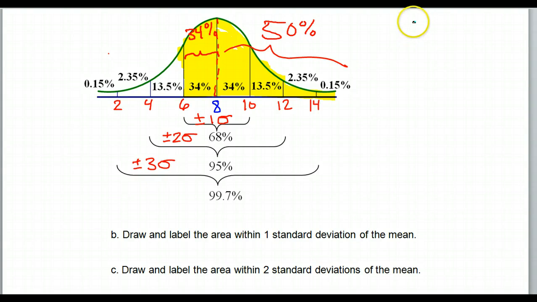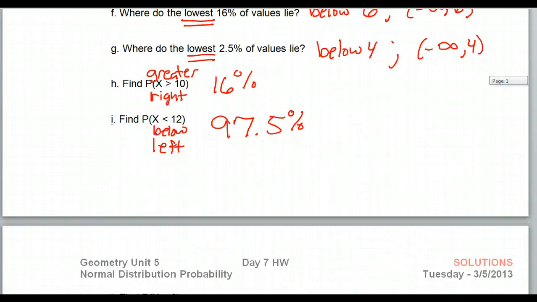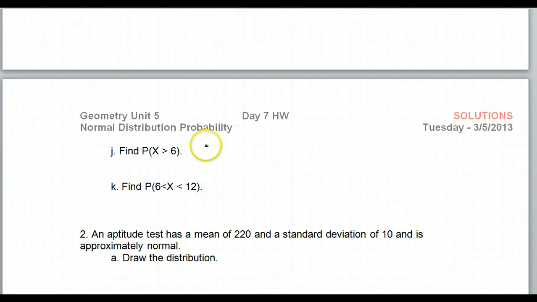So that's a little quicker than trying to sit here and add 34, 34, 13.5, 2.35, and 0.15. It's even a little quicker than subtracting this over here. Okay? So just another way to do it. So that's going to be 84%. Either way, you're going to get the same answer. I'm just trying to give you different ways of thinking. So that is 84% is the probability.